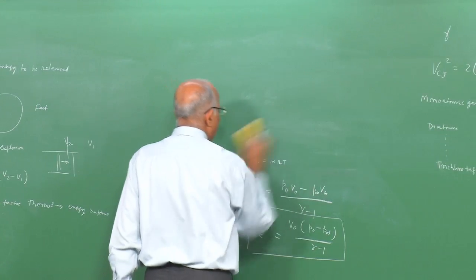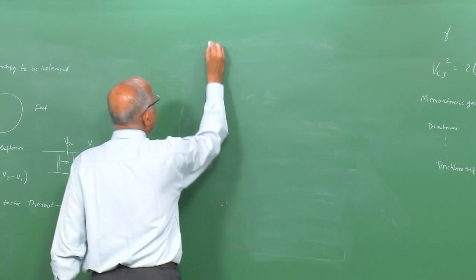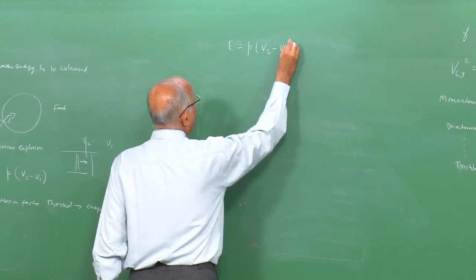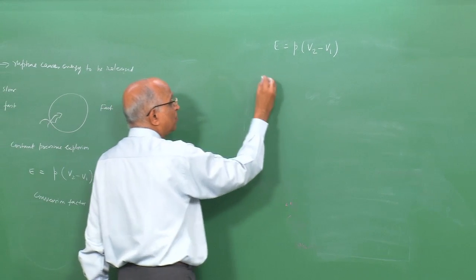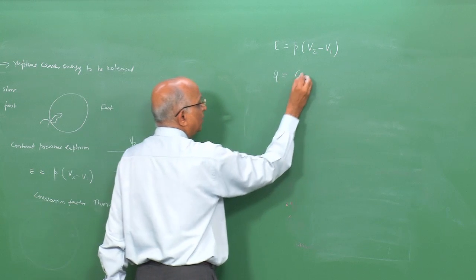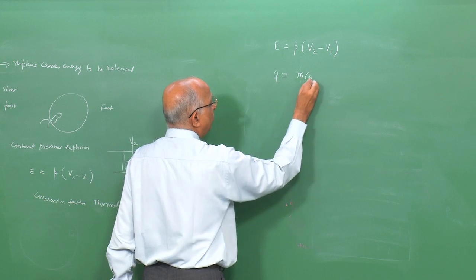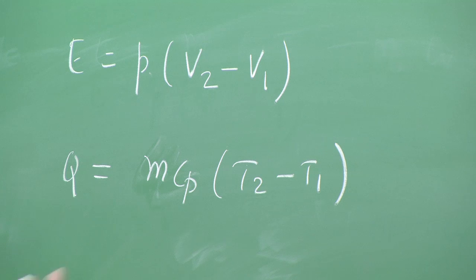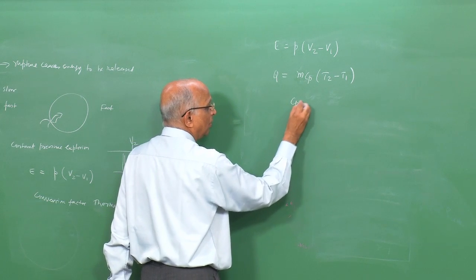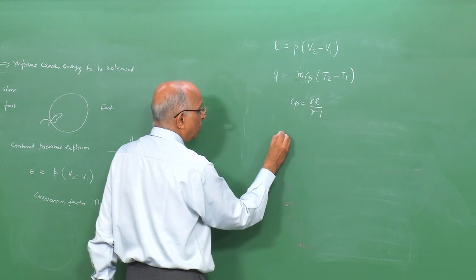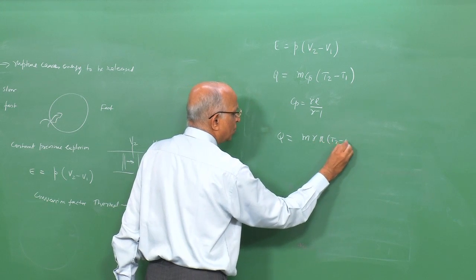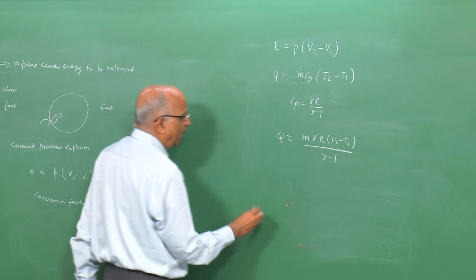When I consider a constant pressure explosion, energy is equal to P into V2 minus V1. And what is the heat which drives this explosion? The energy supplied is equal to M Cp into T2 minus T1, that is, the final temperature minus the initial temperature. Cp minus Cv is R, therefore Cp is equal to gamma R by gamma minus 1. Therefore, the heat supplied is equal to M gamma R into T2 minus T1 divided by gamma minus 1.